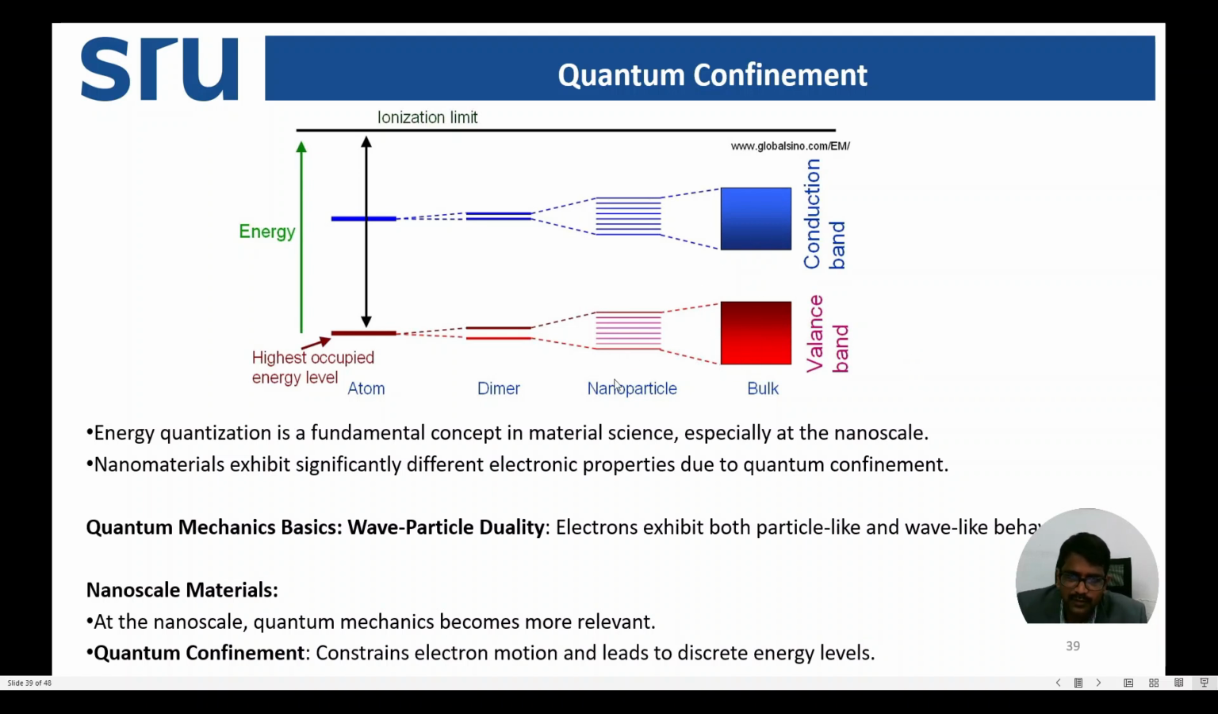Bulk materials, nanomaterials, valence band, conduction band. In the valence band, it is a continuous band, that's why it is completely colored, right? All the energy levels are stacked with each other, no space. If you come to nano, you can see the discrete, quantized energy levels. If you go to the atomic level, it is a single level, just one energy level.